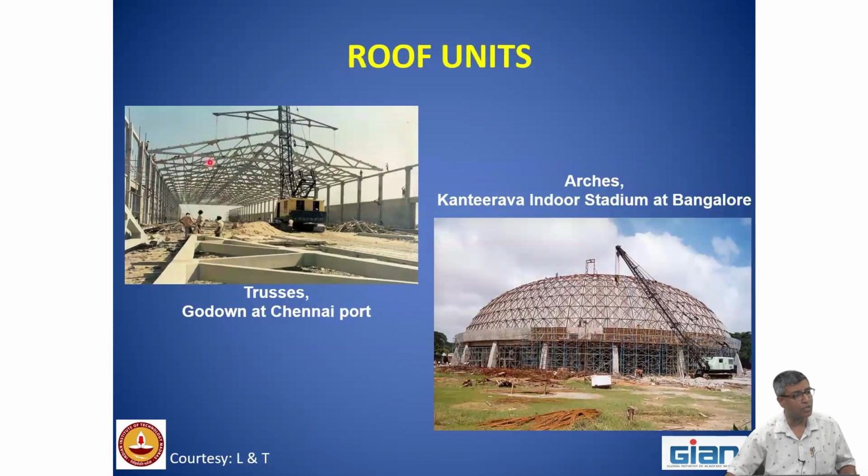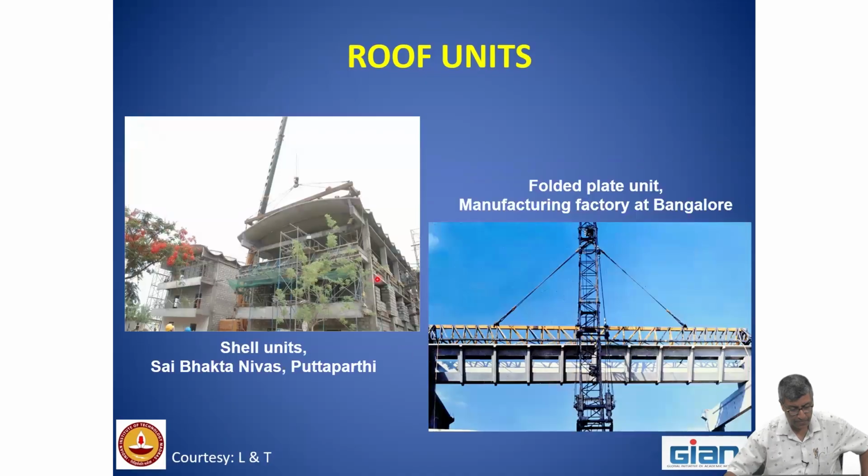Trusses: the figure on the left I had shown yesterday, where the bottom chord is pre-tensioned. On the right photo also I showed yesterday the Kanthirava Stadium, where they are using these arches to make the roof. Shells: on the left is a hyperbolic paraboloidal shell unit used to make the roof. On the right side are the folded plate units.